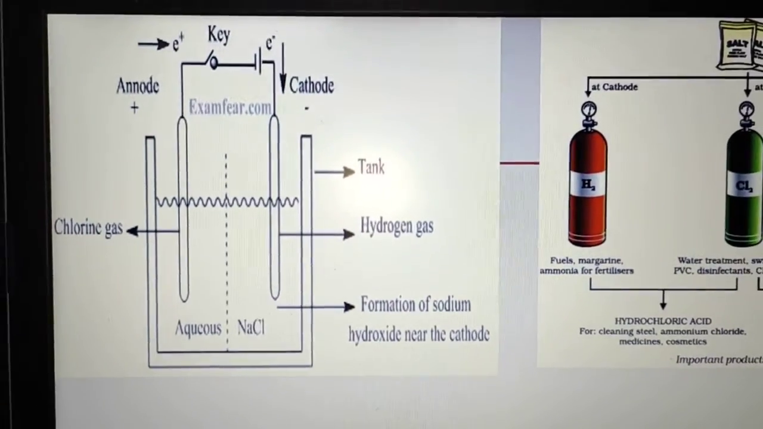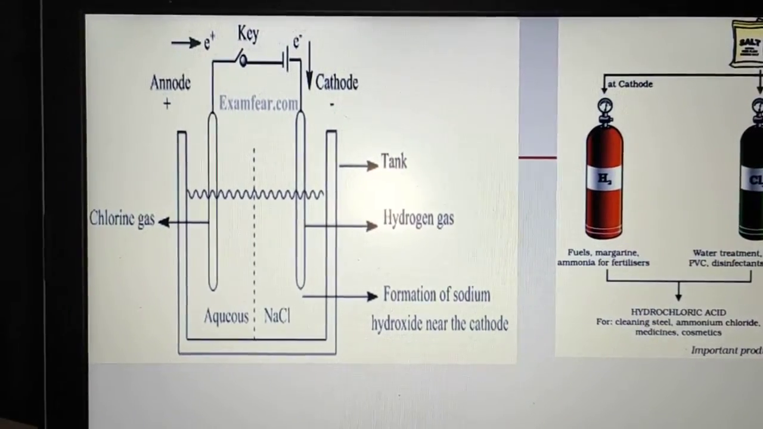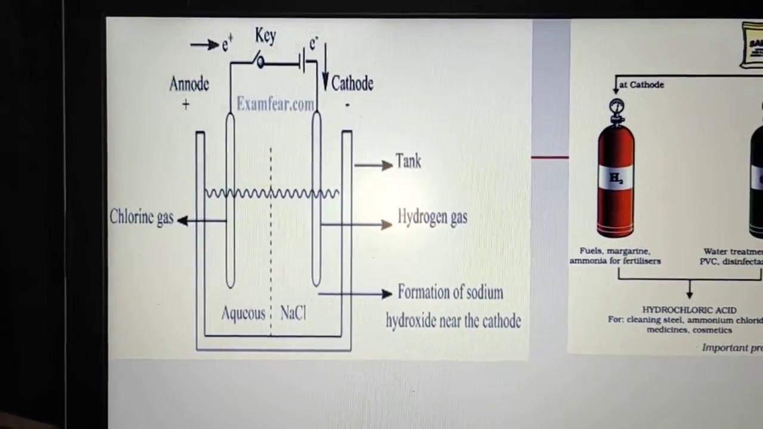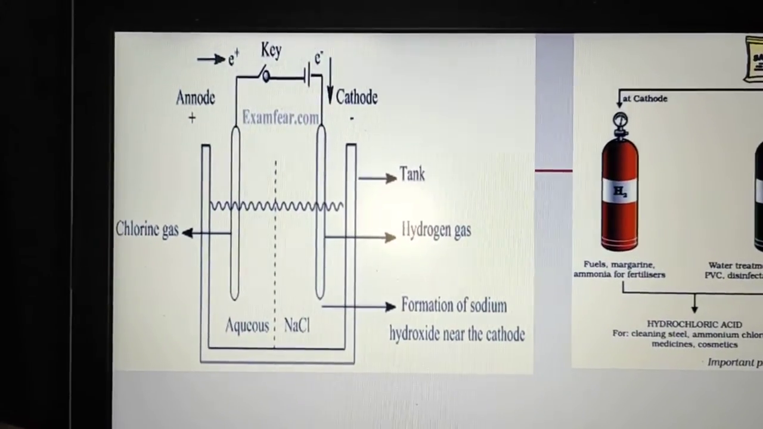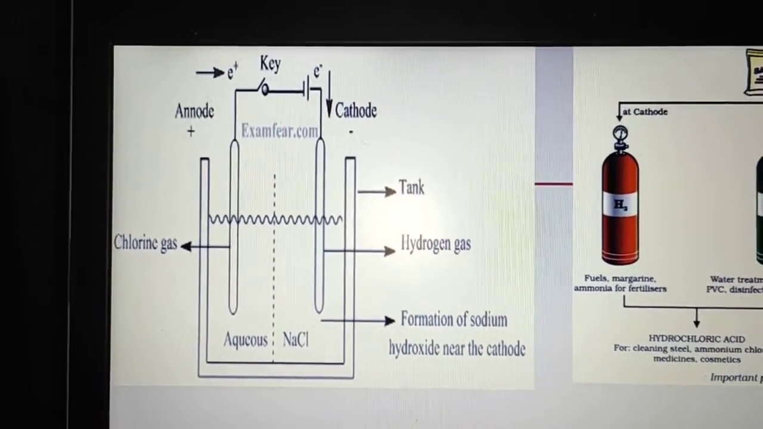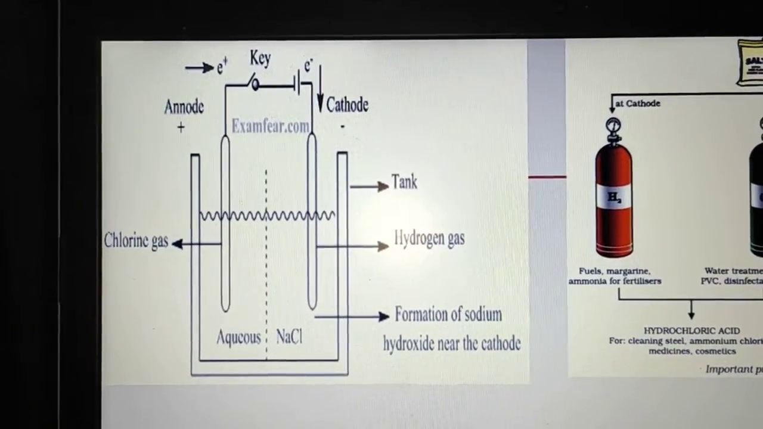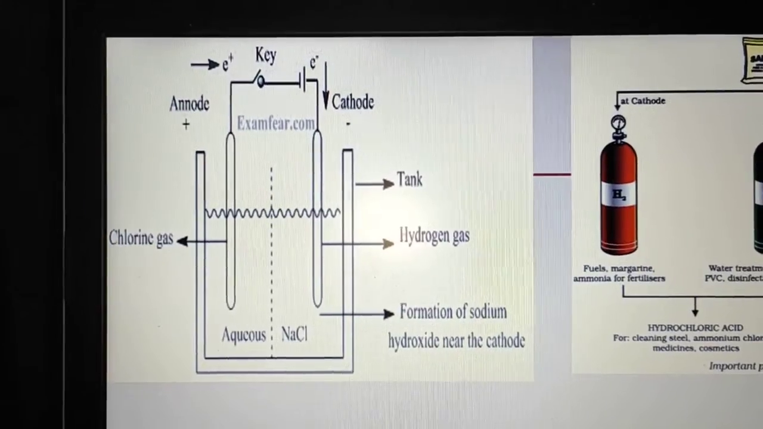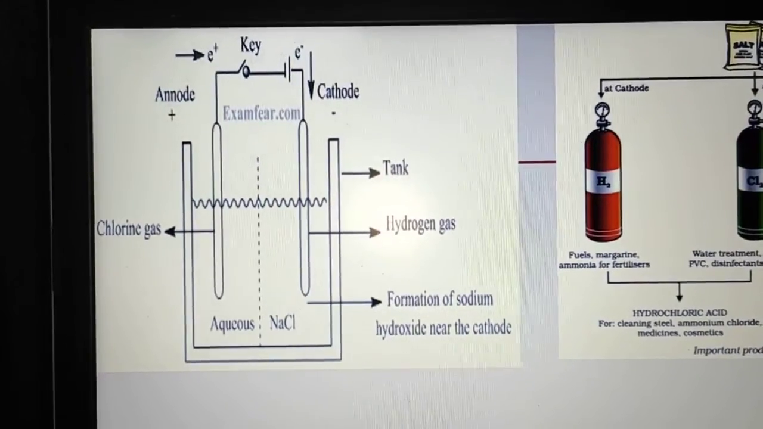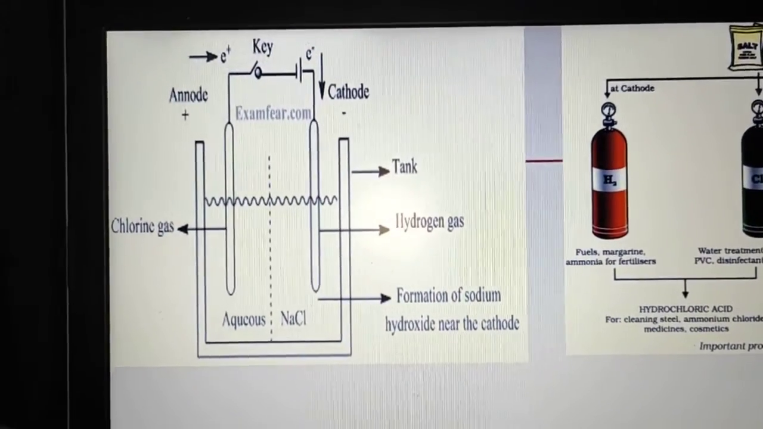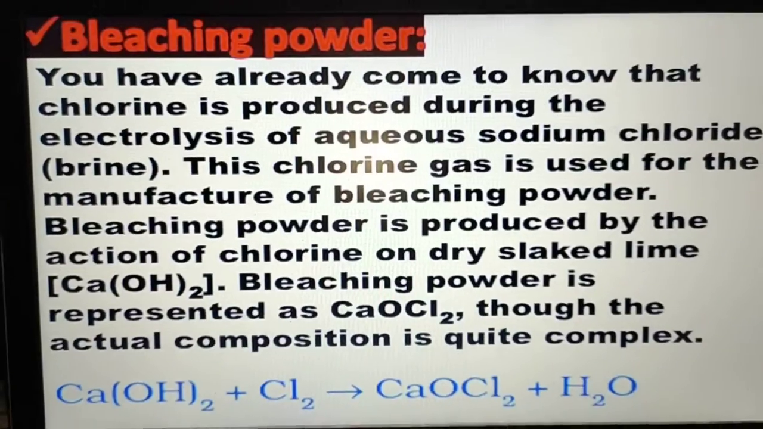There is a diagram which is newly added in the new books of the 10th class. Here is a beaker containing aqueous NaCl, which is the brine solution. There are 2 electrodes, a chlorine gas electrode and a hydrogen gas electrode. It's not hydrogen or chlorine gas itself; it's just an electrode connected to the battery, and it becomes positive and negative, anode and cathode. Sodium hydroxide forms near the cathode, chlorine gas is evolved at the anode, and hydrogen gas is evolved at the cathode. In this way the reaction is feasible and the chloralkali process takes place.